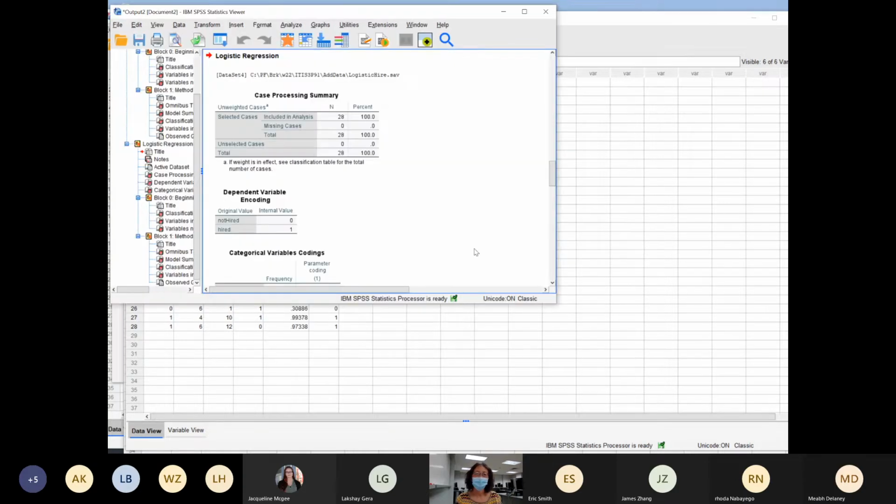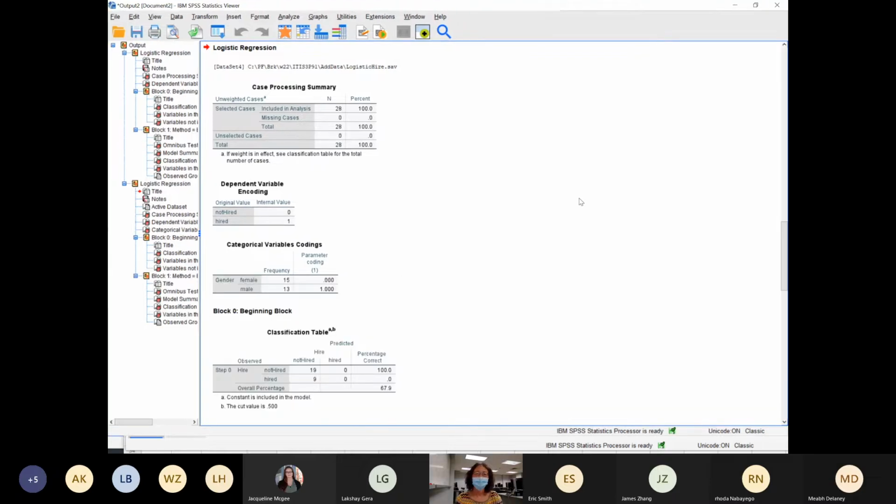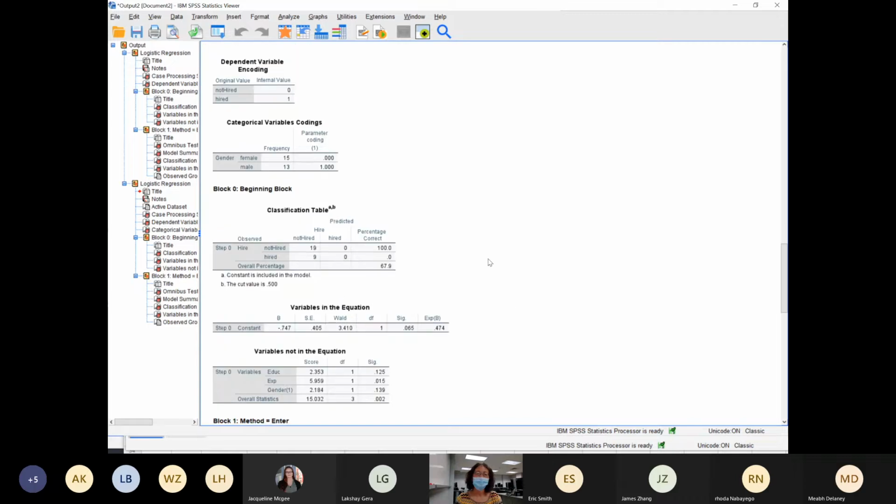Okay. So this is my output. In total, I have 28 people. 15 are female, 13 are male. Okay. This is the classification table.